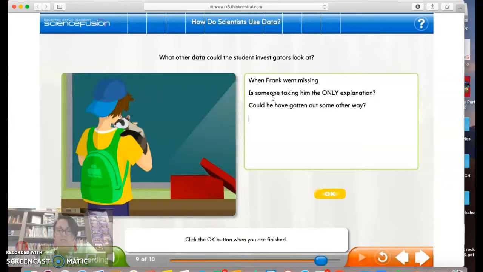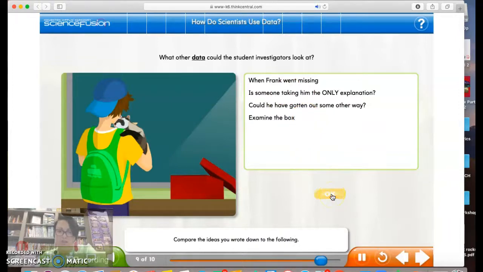And also, we would need to examine the box that he was kept in. Then we would have found the hole.